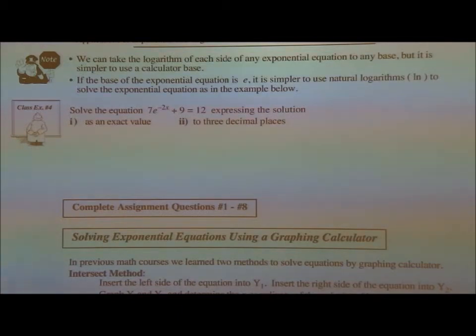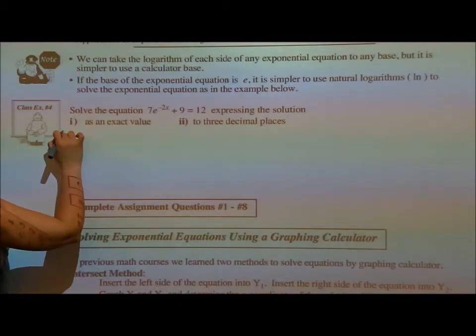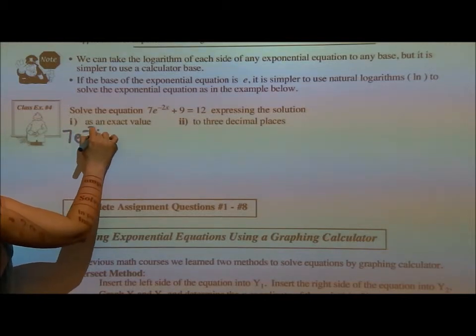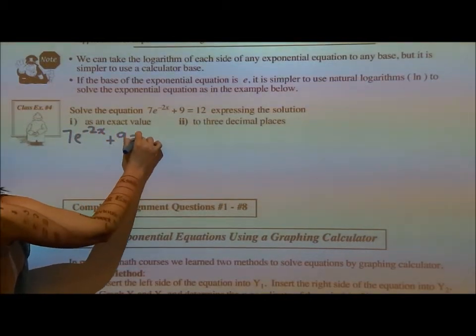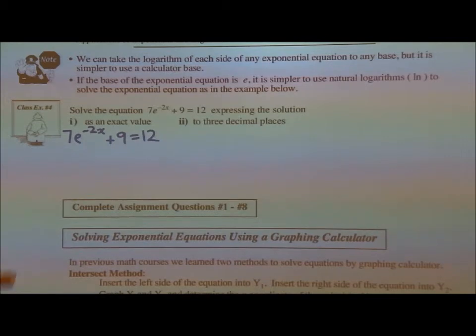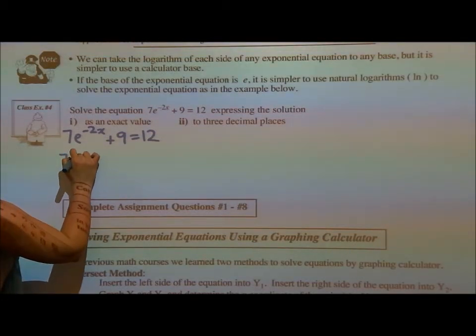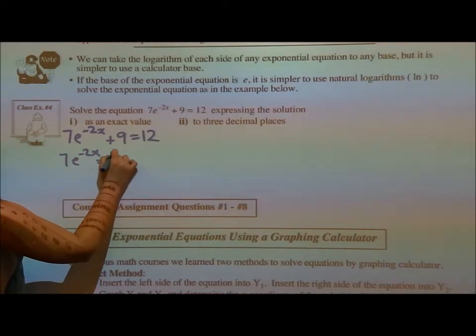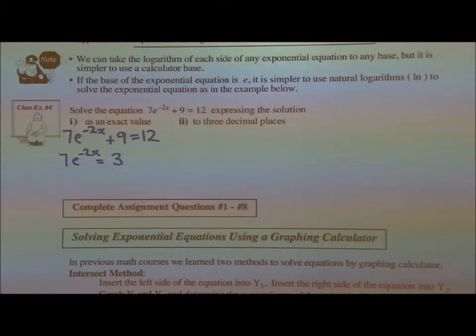So if I have the equation 7e to the power of negative 2x plus 9 equals 12, how would I solve this? What would I want to do first? Subtract 9 on both sides. Okay? Then what would I do?